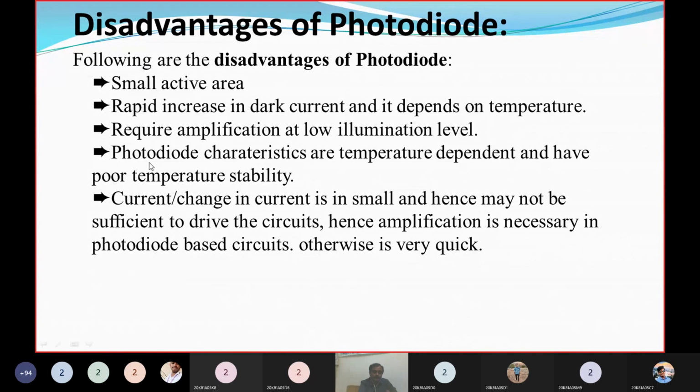The next point is that photodiode characteristics are temperature dependent and have poor temperature stability. That means always maintaining a constant temperature is very difficult, because whenever light is incident on the diode, some light is absorbed by the diode and covalent bonds break. In that situation, not only is light emitted, some heat is also produced.